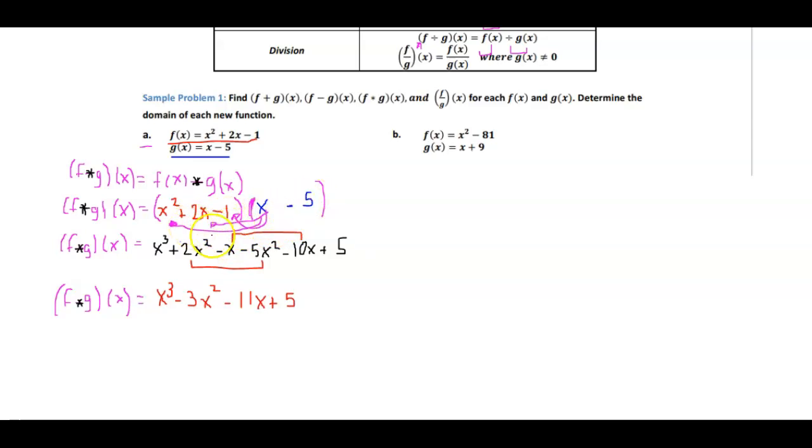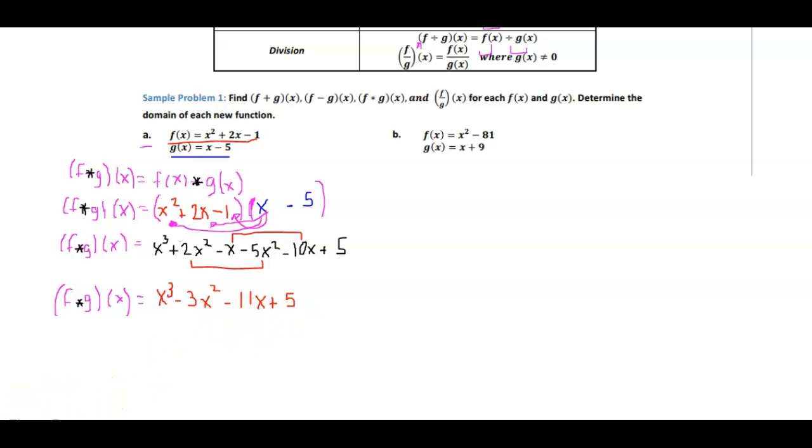So I did it for x, right? And I got x cubed plus 2x squared minus x. Then I did it for negative 5. Same thing. Distributed that to every term. I got negative 5x squared minus 10x plus 5. Then we'll do our last step of combining like terms. When I combine the like terms, I got f times g of x is x cubed minus 3x squared minus 11x plus 5.